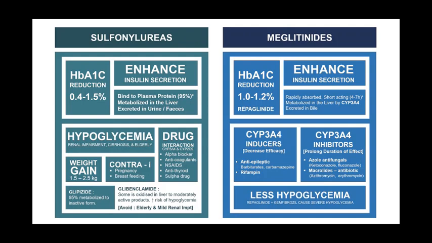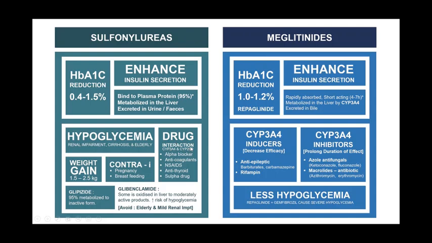Sulfonylurea can reduce the HbA1c in the range of 0.4 to 1.5%, while repaglinide managed to reduce about 1% of HbA1c. Both drugs are rapidly absorbed and highly bound to plasma protein. Meglitinide is metabolized in the liver by CYP3A4, whereas sulfonylurea is metabolized in the liver by CYP3A4 as well as CYP2C9.